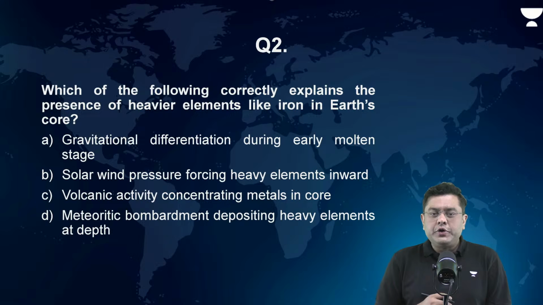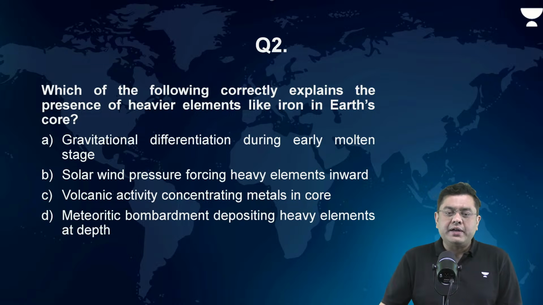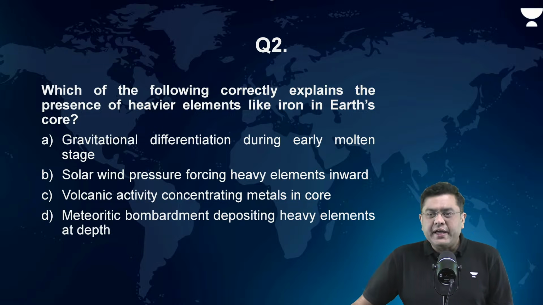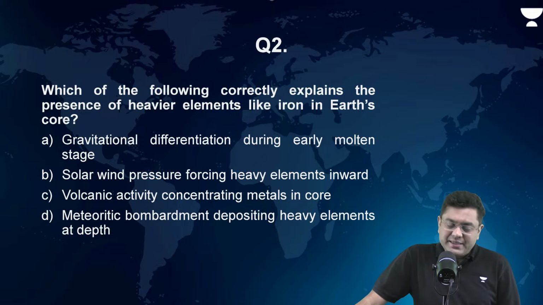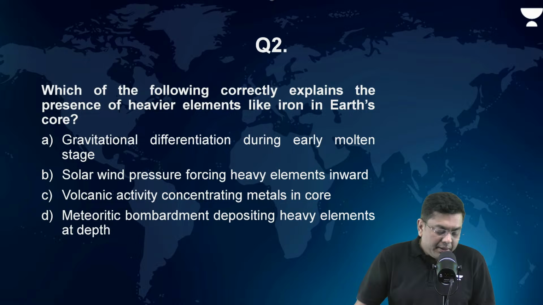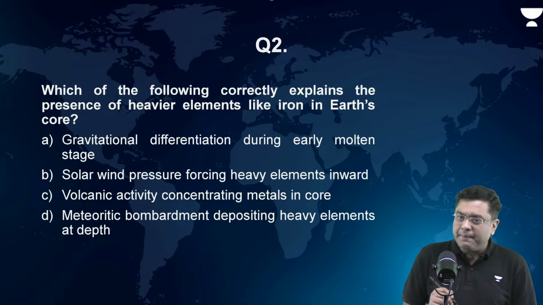Take a look at the options. Can we say density of Earth is also due to stratification? It is there. Correct. That is also at the time of formation of planet Earth. So here: gravitational differentiation during early molten stage, solar wind pressure forcing heavy elements inwards, volcanic activity concentrating metals in the core, meteoritic bombardment depositing heavy elements at the depth.